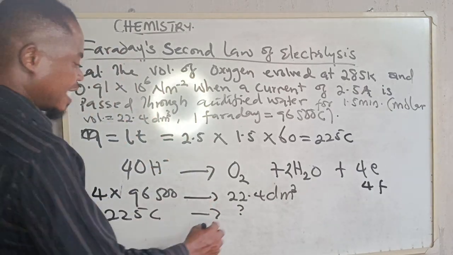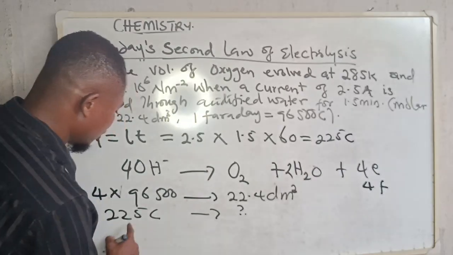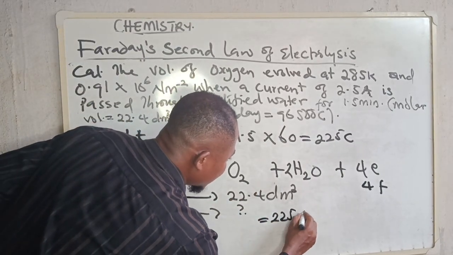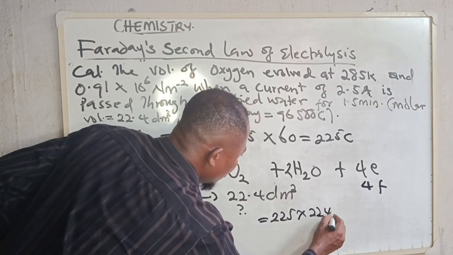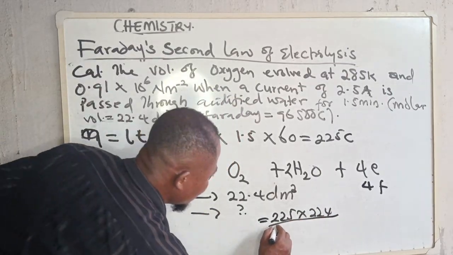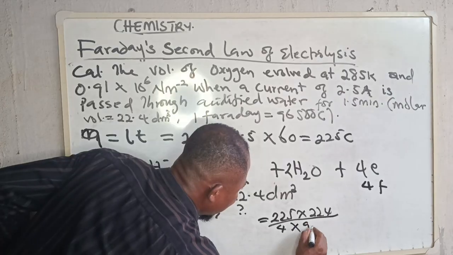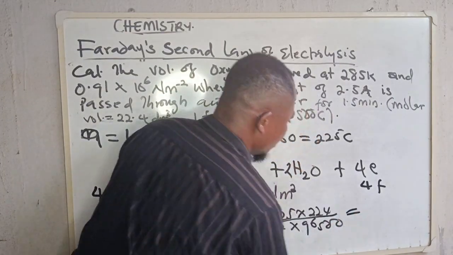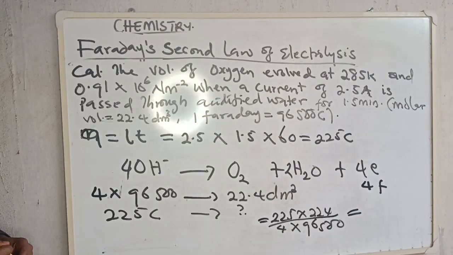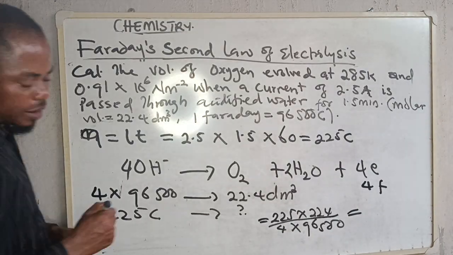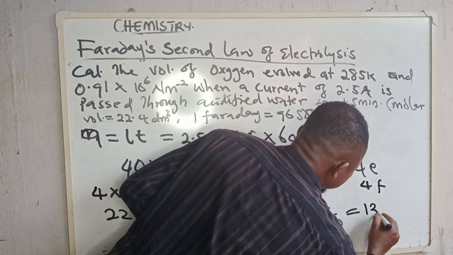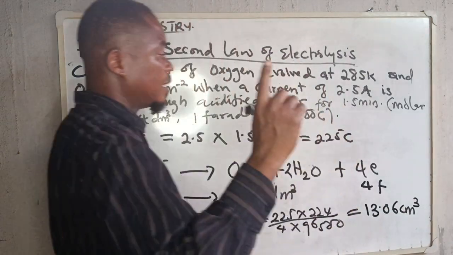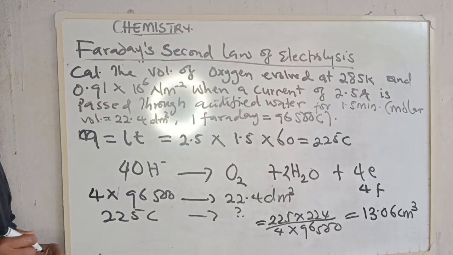Now we'll cross multiply and get the volume here. What we use is going to be 225 times 22.4, divided by 4 times 96500. Please, can you press your calculator and give me the answer? The volume is going to be 13.06 cm cube. That is not the final answer.